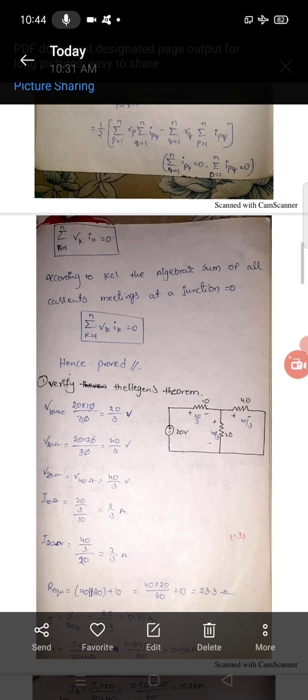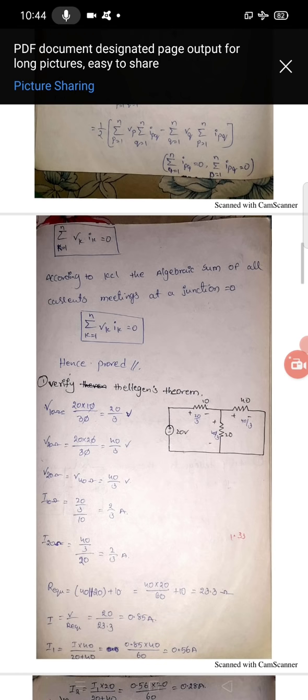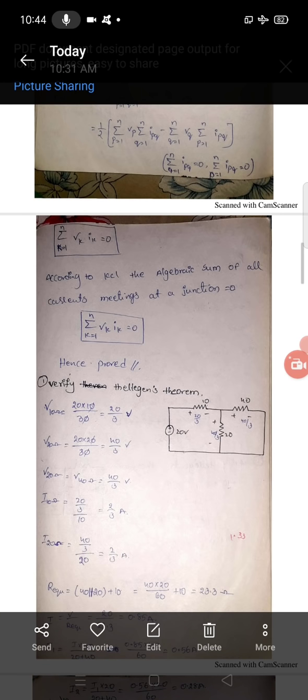That is 20 into 10 by 20 plus 10. By the voltage division rule, the voltage across the 10 ohm resistance is 20 by 3 volts. Similarly, the voltage across the 20 ohm resistor is the total voltage into that particular branch resistance divided by the sum of the series branch elements. That is 20 into 20 by 20 plus 10, and you will get 40 by 3 volts.